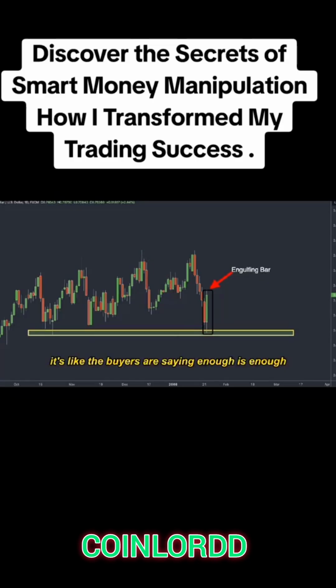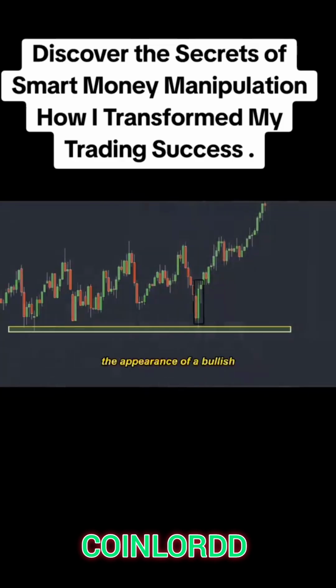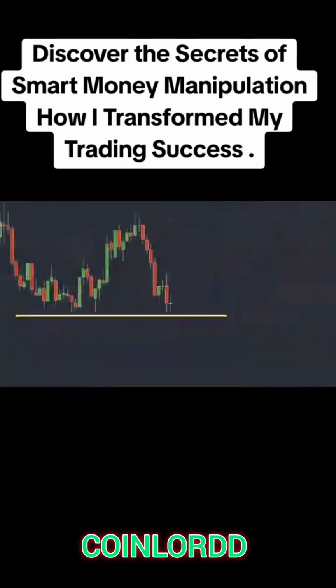It's like the buyers are saying, enough is enough, we're taking over. The appearance of a bullish engulfing bar at a key support level is a strong indication that the price might reverse and start heading upward.